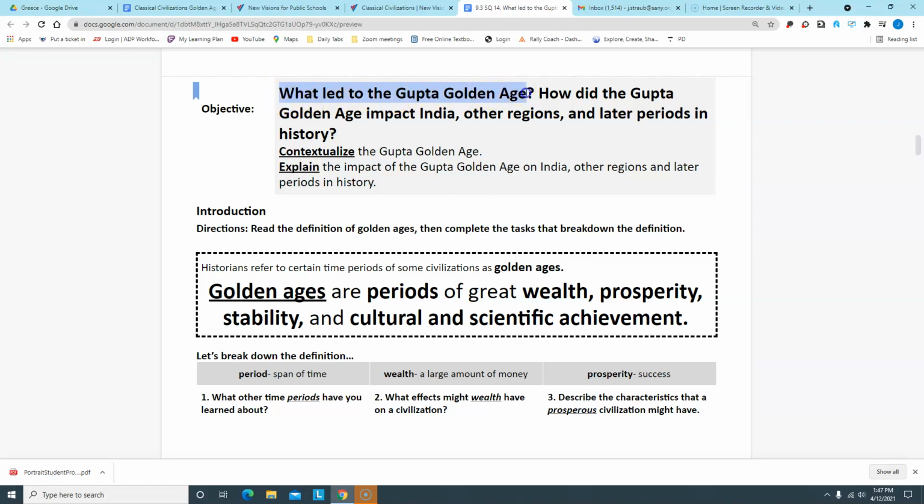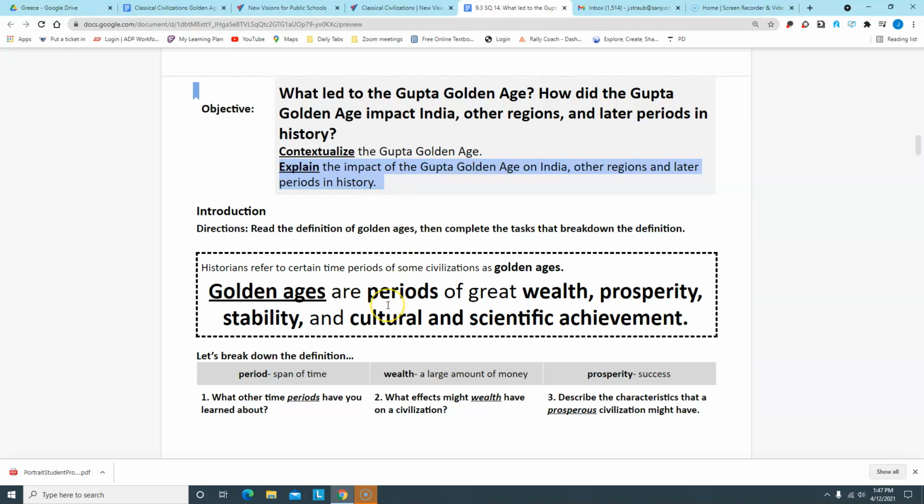And I'm reading up here. How did the Gupta Golden Age impact India, other regions, and later periods in history? We are going to contextualize, or connect, the Gupta Golden Age to other Golden Ages. And we're also going to be able to explain the impact of the Gupta Golden Age on India, other regions, and later periods in history.